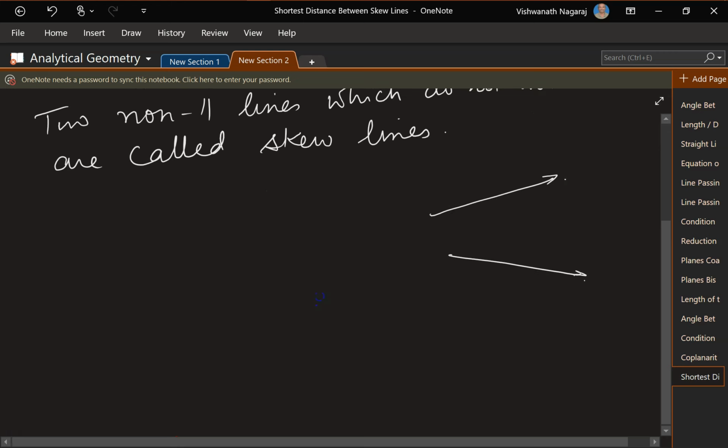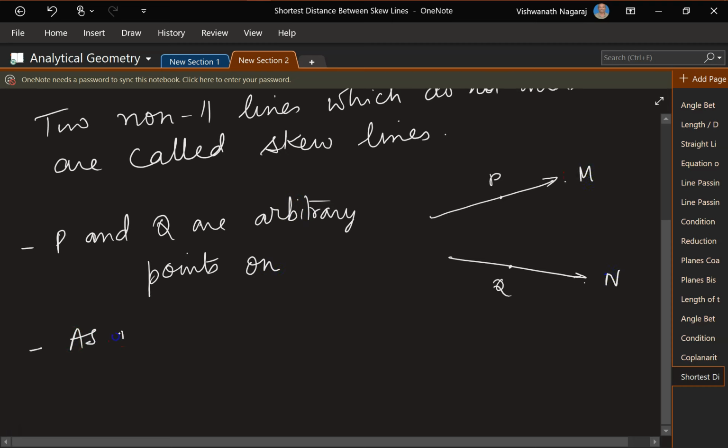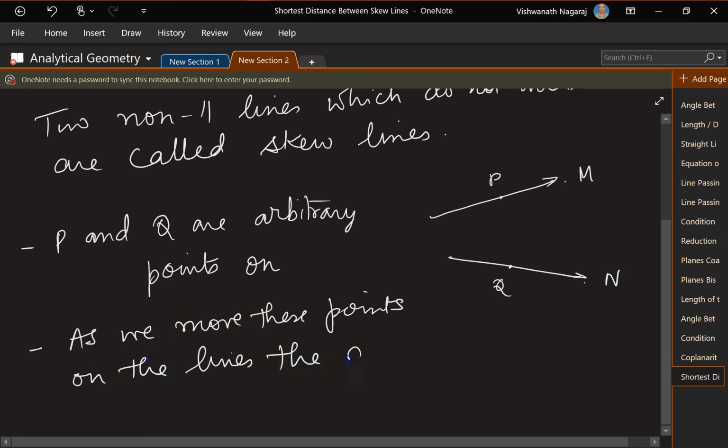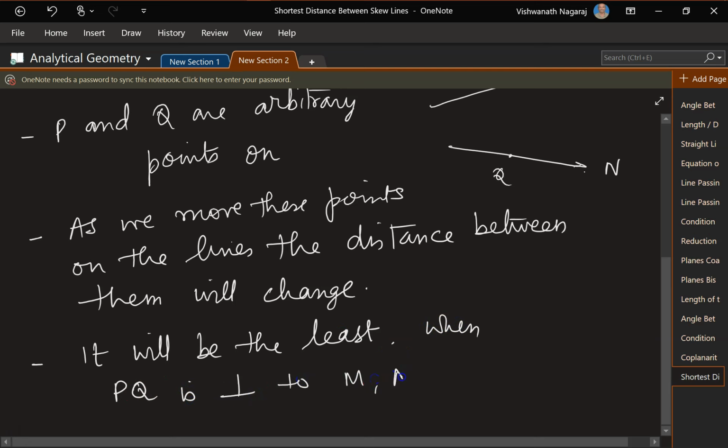Now let's say P and Q are arbitrary points on line M and line N. As we move these points on the lines, the distance between them will change. Now at some point it will be the least, and this will be when PQ is perpendicular to M and N.